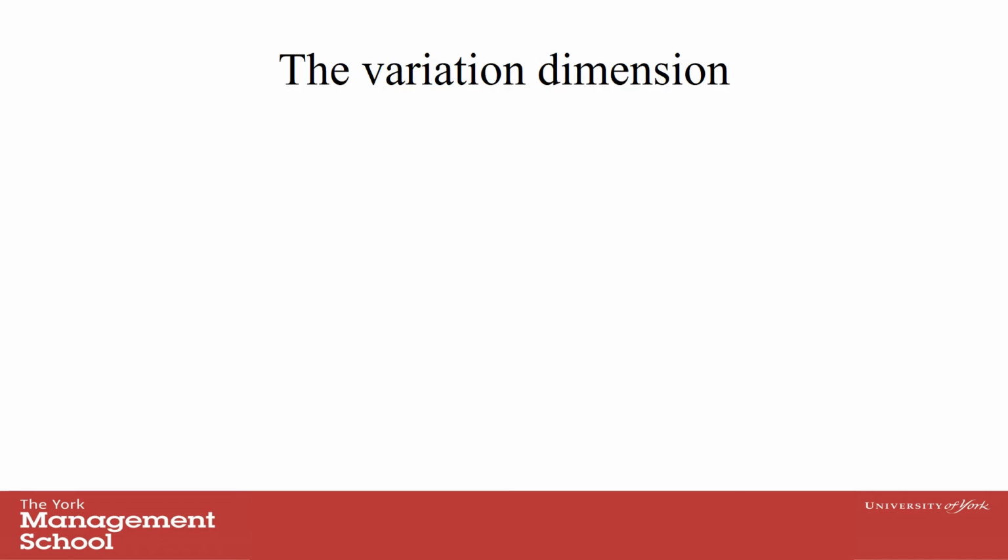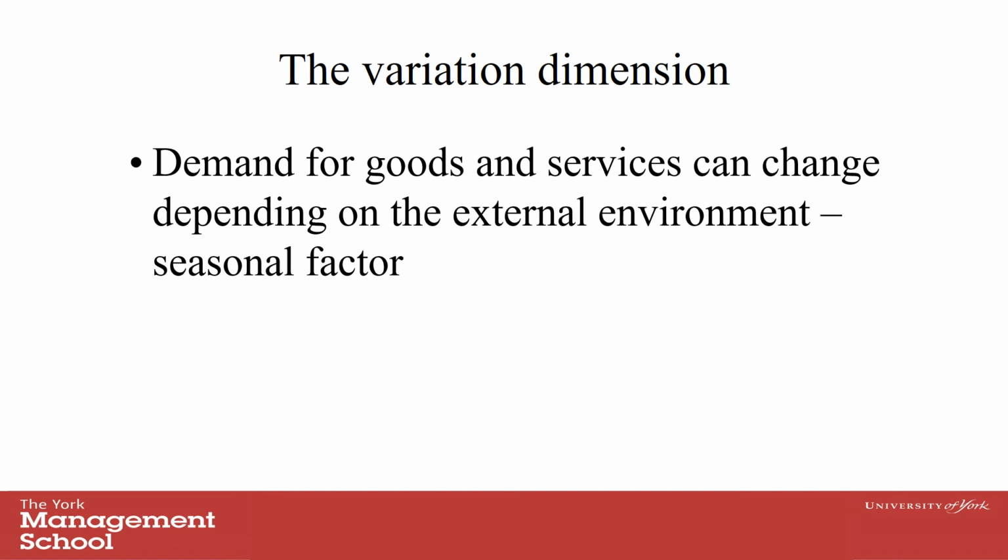You also have the variation dimension. How much does demand for goods and services change depending on the external environment? Are these the goods that are required all year round? For instance, we all maybe use petrol all year round, but we probably use less energy for heating in the summer. There may well be demand for warm clothes in winter and bikinis in summer. These are things that change over time.